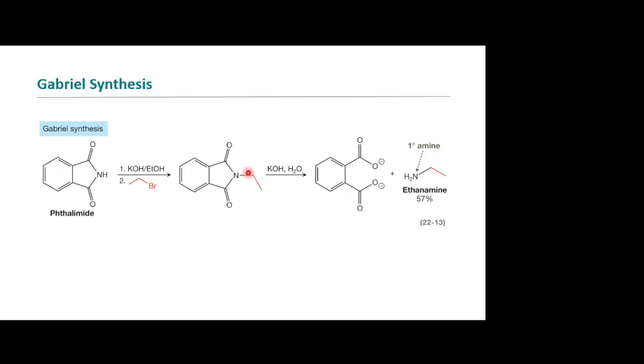Very good. And so we can then give it basic conditions again, in water in this case. The water is important for this next part. What that will do is give us the carboxylate and free the amine right here. And so we get the ethane amine in 57%. We can add any amine we want to this. It can be a whole variety of things, lots of different carbon chains, whatever we want. And we free that, and we get the carboxylates right here.